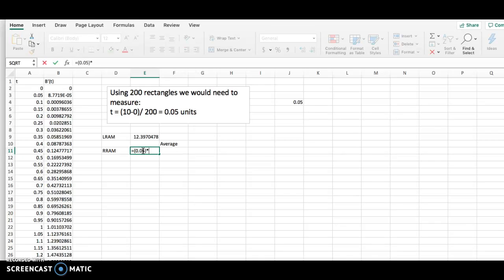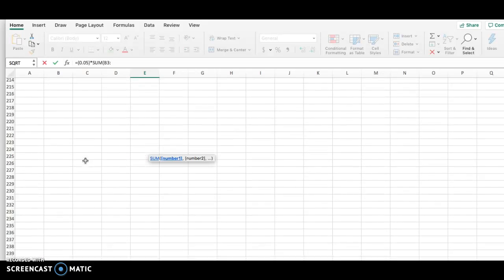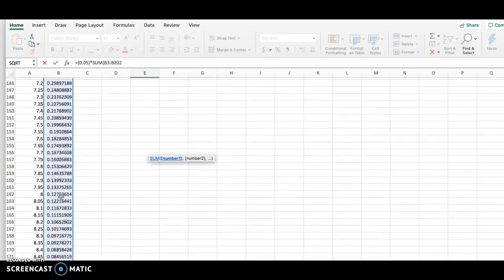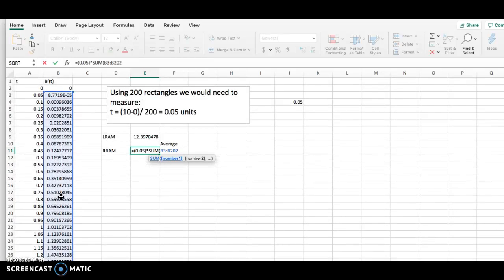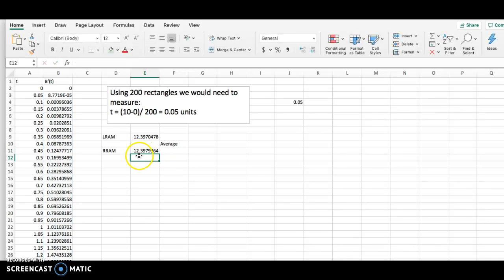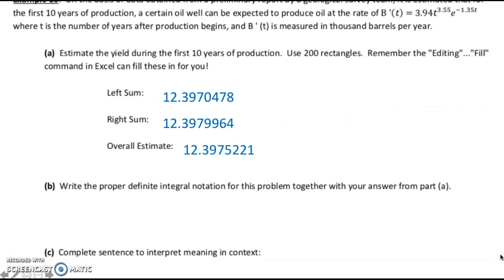My right rectangular approximation is going to be 0.05. That's my width of my rectangle times the sum. And in this case, we don't take the first value, we take the next value, the second value there, and then all the way down, and I forget what value it was, so I'll just click on it, to the last value. Close your parentheses. So it's taking your lengths times your widths of each one of those rectangles. And again, the average of this, we simply use. So those are our values that we got for each one of those.